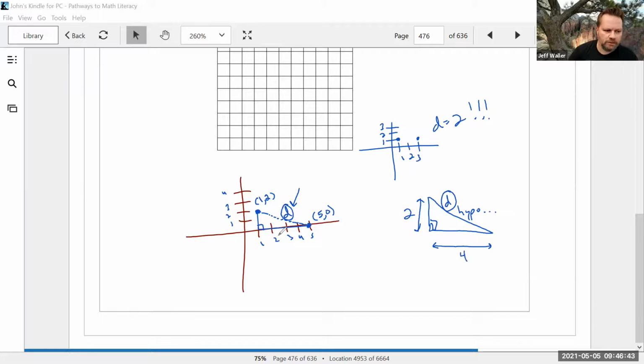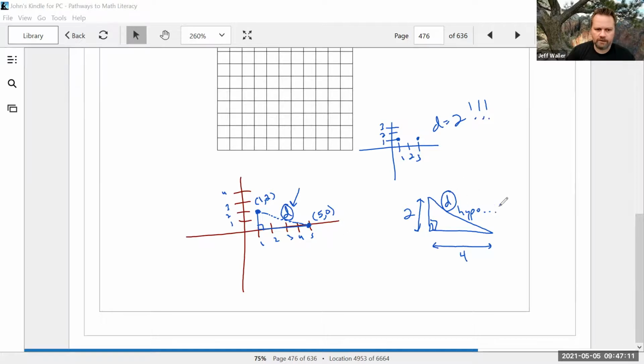Now, how did you get 2? You did 2 minus 0, right? This is the Y2 and this is Y0. How'd you get 4? You did 5 minus 1. This is 5, this is 1. That's not exactly how I got it, but basically it is. You just didn't do the math exactly like that.